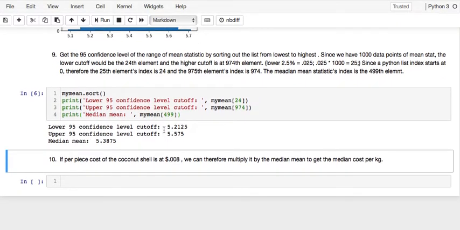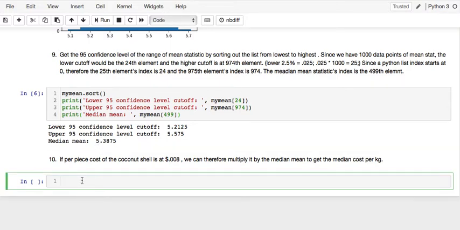So here is the result. So we are confident, with 95% confidence, that the true population mean number of coconut shells per kilo is between 5.21 and 5.57. And the median mean is 5.38.